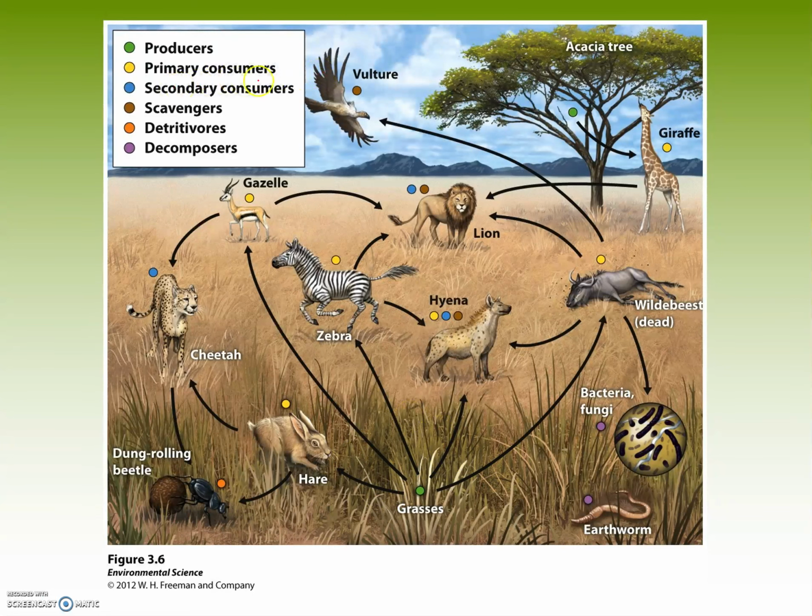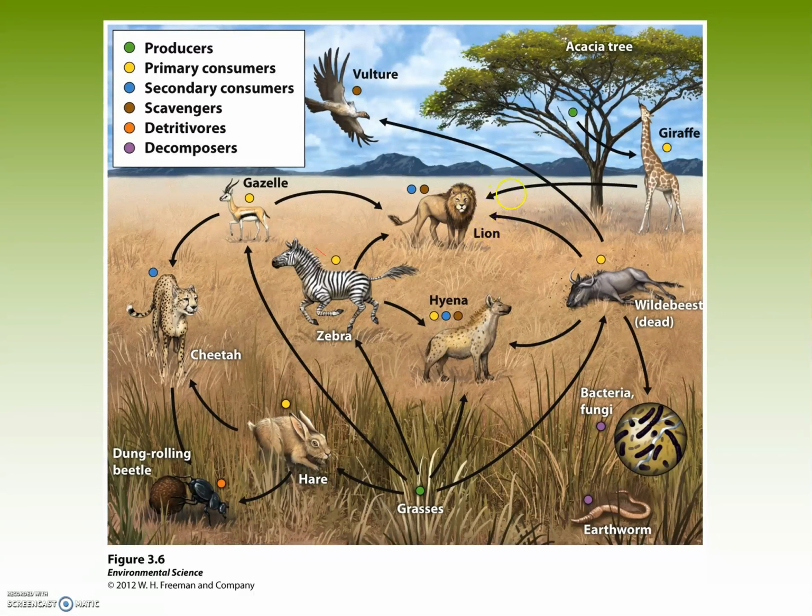And then our primary consumers are our vegetarians. So our hare is a vegetarian. Our zebra here is a vegetarian. The wildebeest here, poor dead wildebeest, is a vegetarian. And then we move on to our secondary consumers, which are eating our primary consumers. So the hyena will eat some vegetation, but will also be a primary consumer. Lion is definitely a secondary consumer. Cheetah is strictly a secondary consumer, but then we also look at organisms that are scavengers.